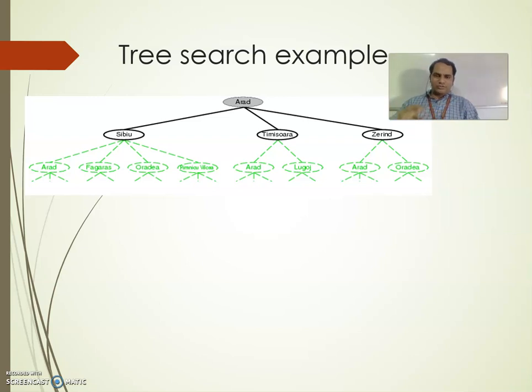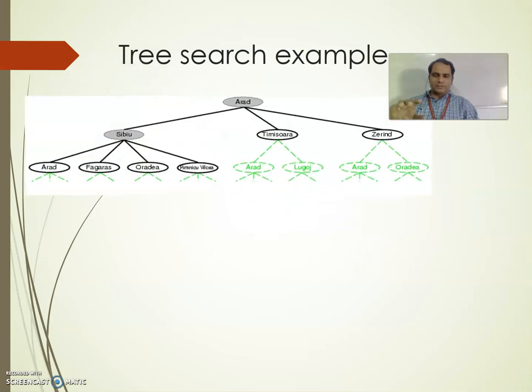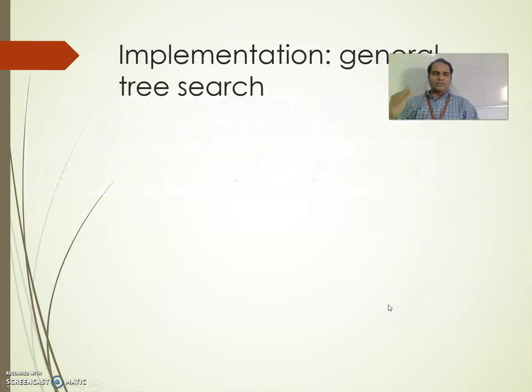So these get into the fringe, and then I will pick up one more. So I have picked up Sibiu, and Sibiu is not my goal state because I need to reach Bucharest. So I will further expand it: Arad, Fagaras, Oradea, and Rimnicu Vilcea. So these are the successor states of Sibiu. So likewise, we will go for the search.